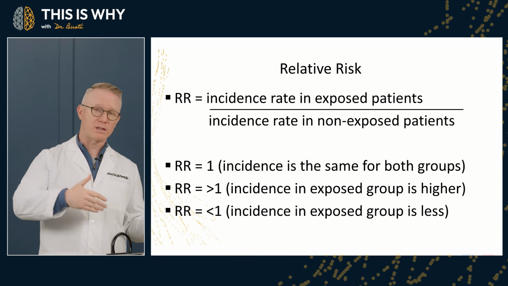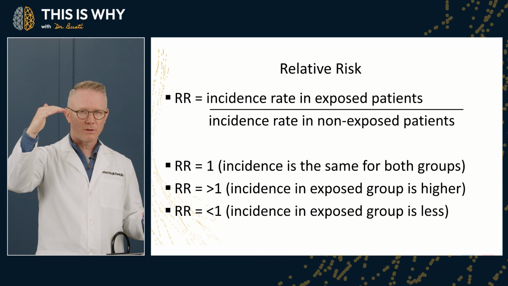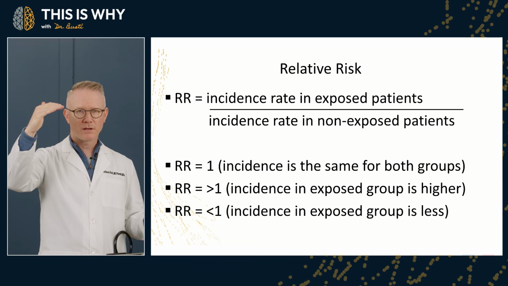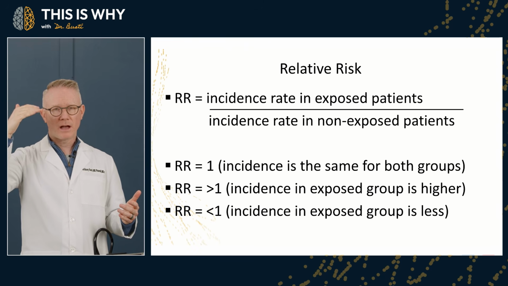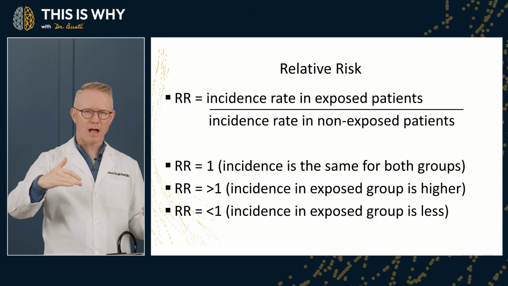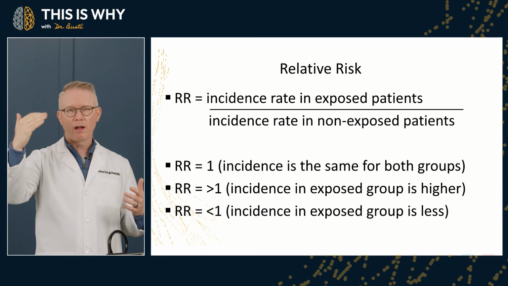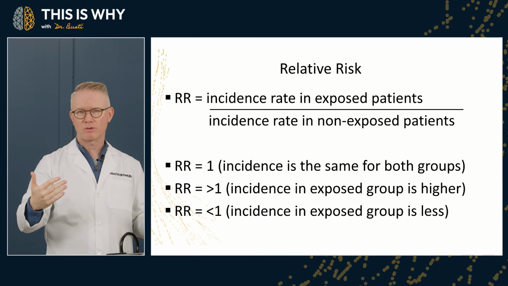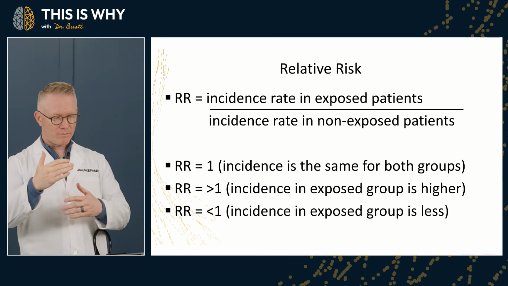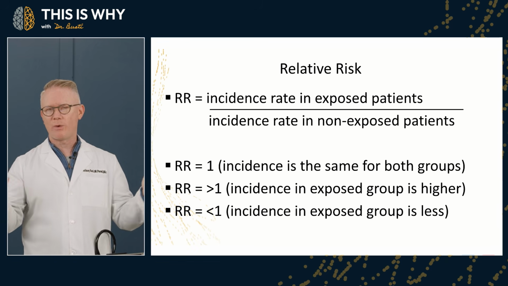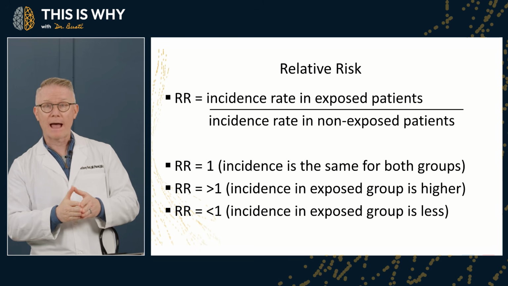If the relative risk is greater than 1, then you know that the incidence in the exposed group, whatever it was, is higher, because the numerator has to be higher than the denominator for that to happen. If the incidence of the exposed group is smaller than the incidence of the non-exposed group, then it's less. Now, that number, above 1 or less than 1, is always in the context of the exposure. What is it? Is that good or bad?